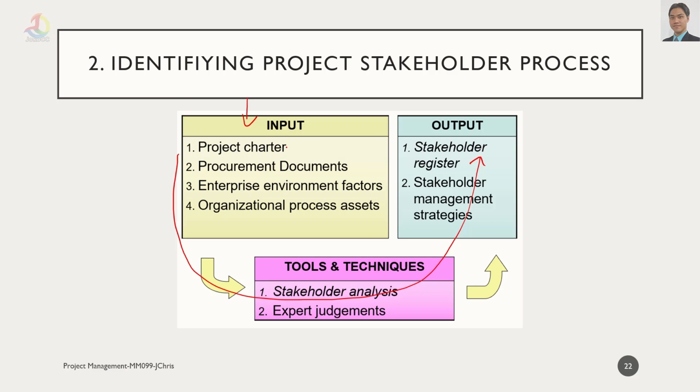So the flow is like this. After we have the project charter and have procurement documents, enterprise environment factor, organizational process asset, we're going to use these inputs with the ability of the project team, using stakeholder analysis and expert judgment, to create the output of stakeholder register and stakeholder management strategies.